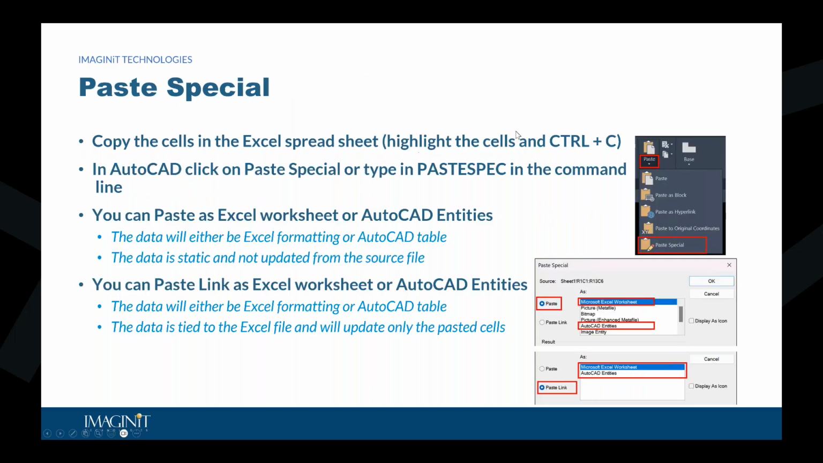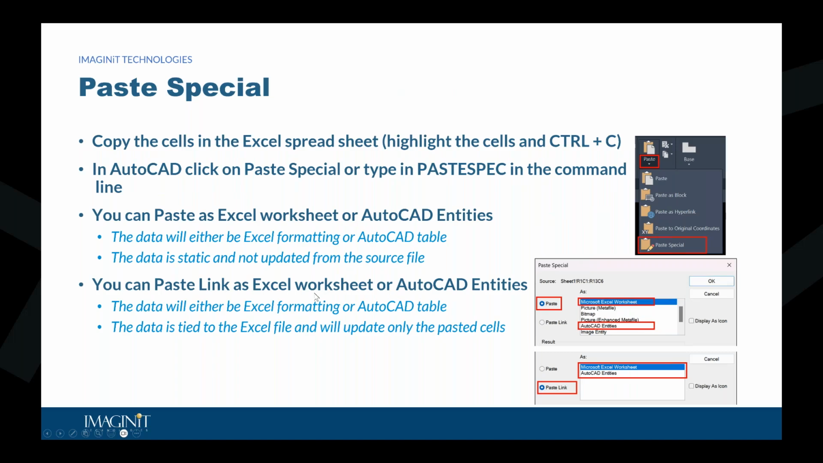For paste special, copy the cells in the Excel spreadsheet: highlight the cells, hit Control C. In AutoCAD, click on paste special or type paste spec in the command line. You can paste the Excel worksheet. If you just do a simple paste, you can either do it as an Excel worksheet or AutoCAD entities. The data will either keep the Excel formatting if you pick Excel, or it will be an AutoCAD table, using whichever table style is current when you bring that in.